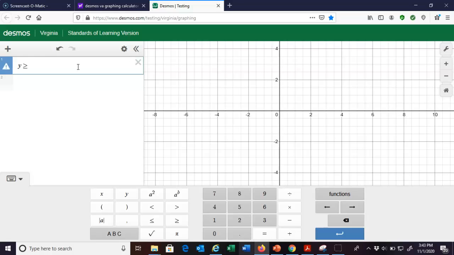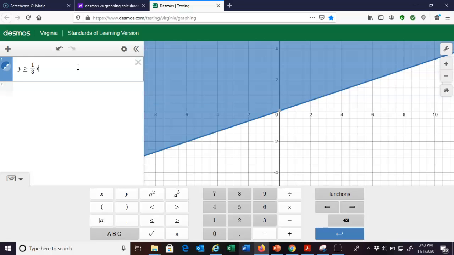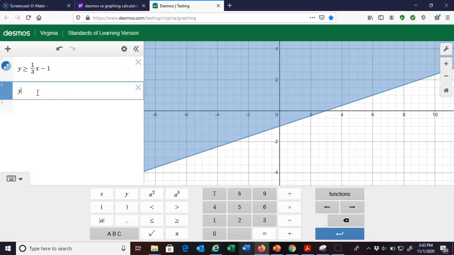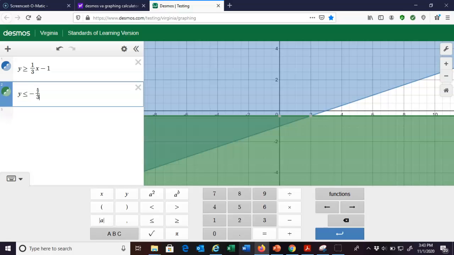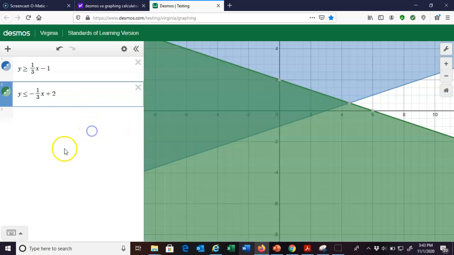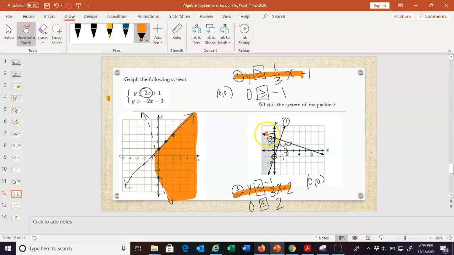Y is greater than or equal to 1/3 x minus 1. And then the second one is y less than or equal to negative 1/3 x plus 2. All right, let's just make sure this matches up. You can see a really important step is graphing them on the Desmos calculator to see if there might be any mistakes. And I see one. Hopefully you guys do too. Here, I said up 3 over 1 and I wrote 1 over 3. You guys see that?